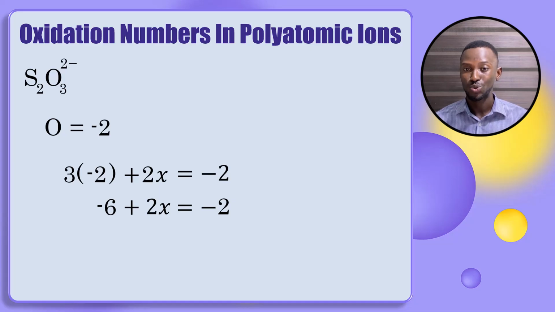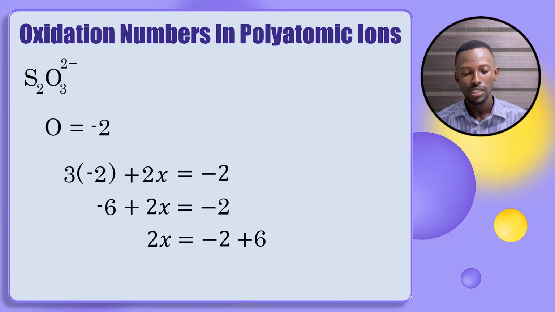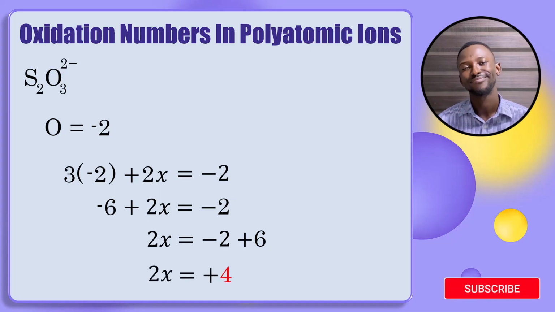Now we are looking for 2x, but there is -6 attached to the 2x. So let's move the -6 to the other side of the equal to sign. So what do we have now? We have 2x equal -2 plus 6. So the -6 becomes positive at the other side of the equal to sign. So 2x gives us +4, because -2 plus 6 is +4.